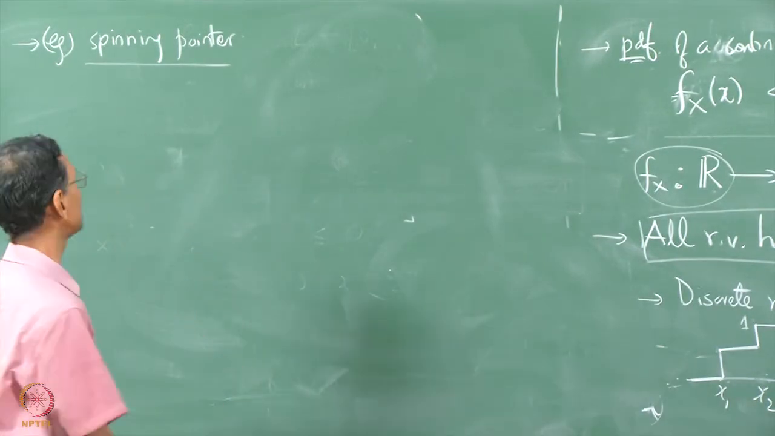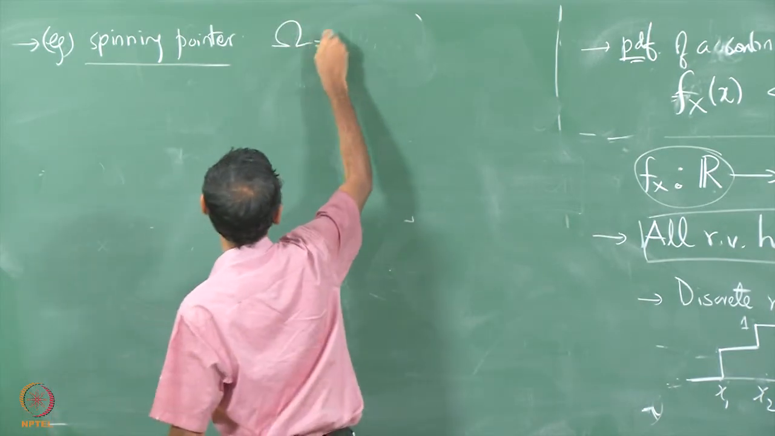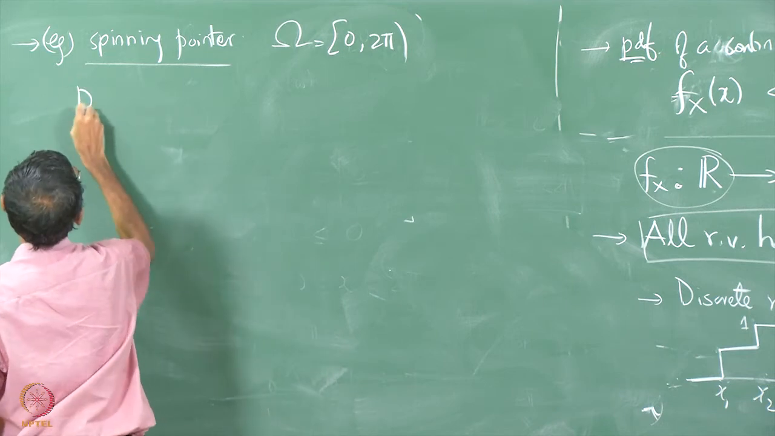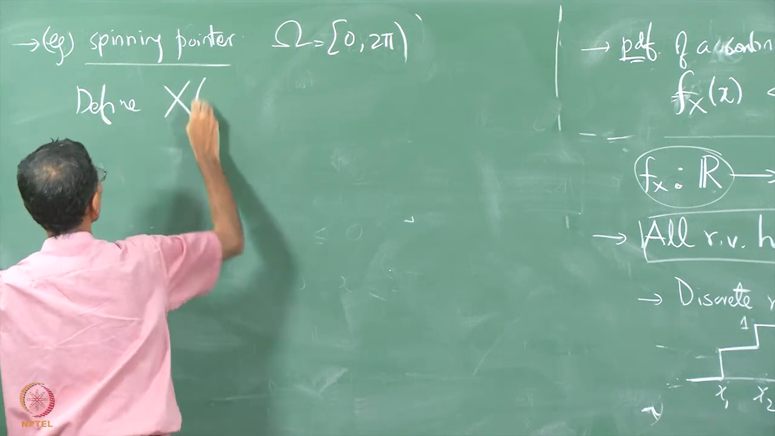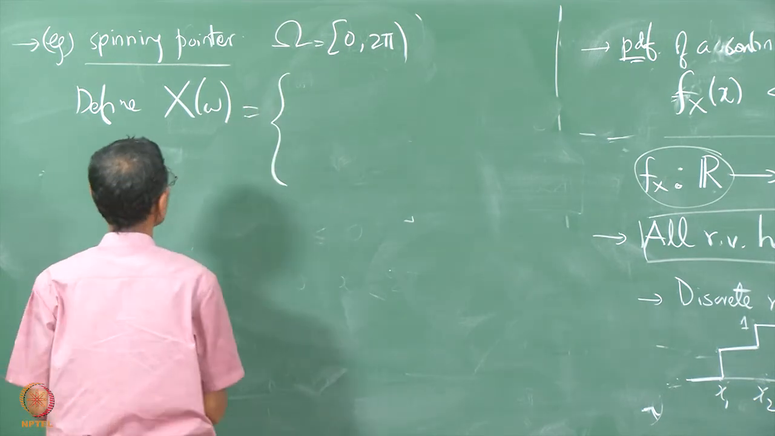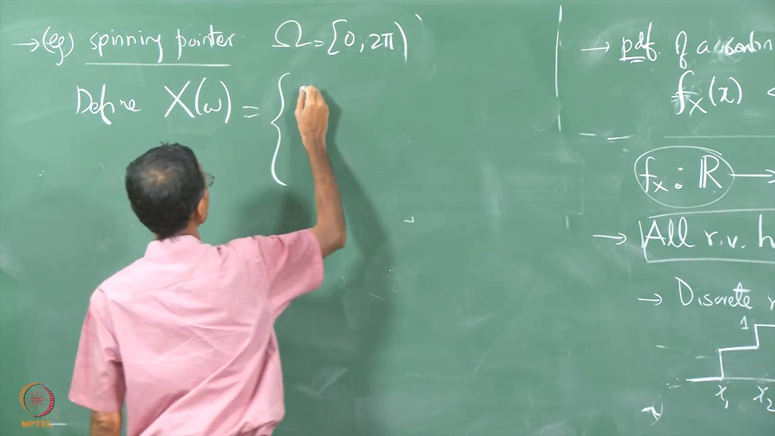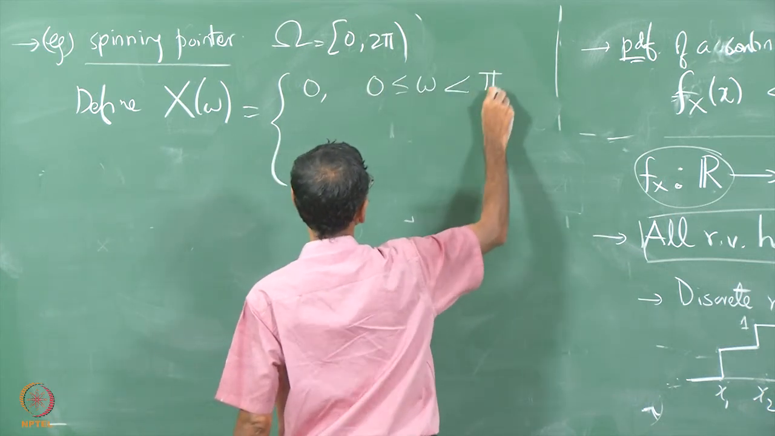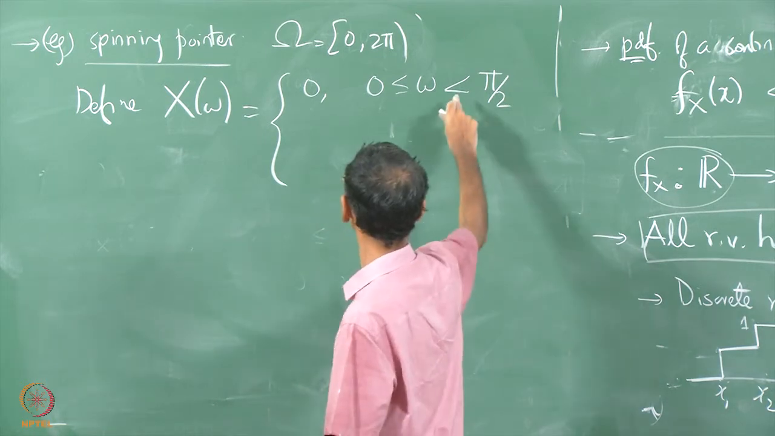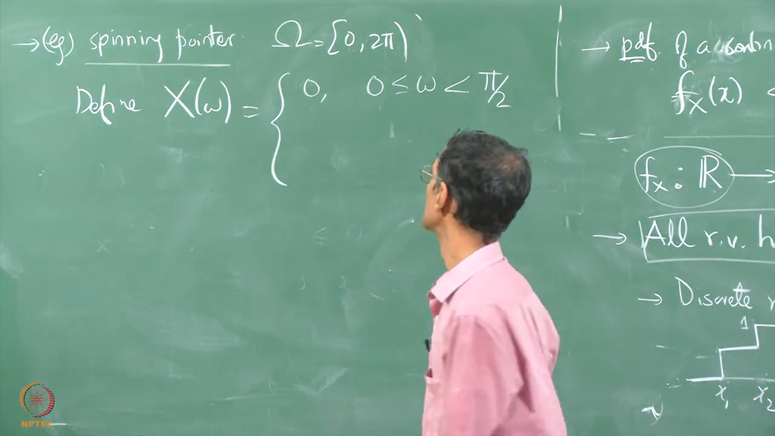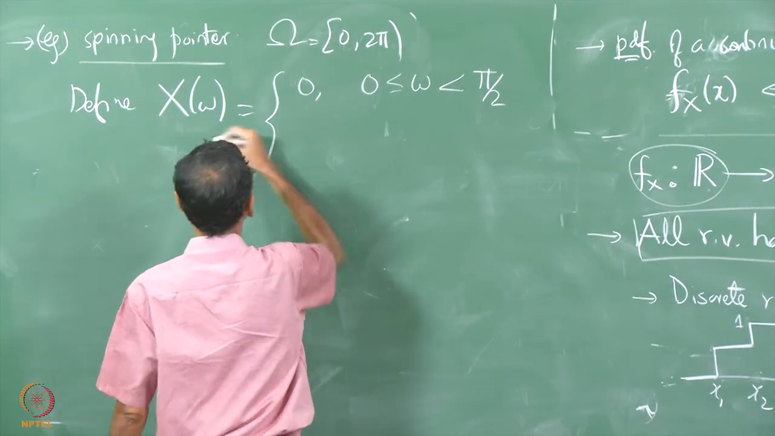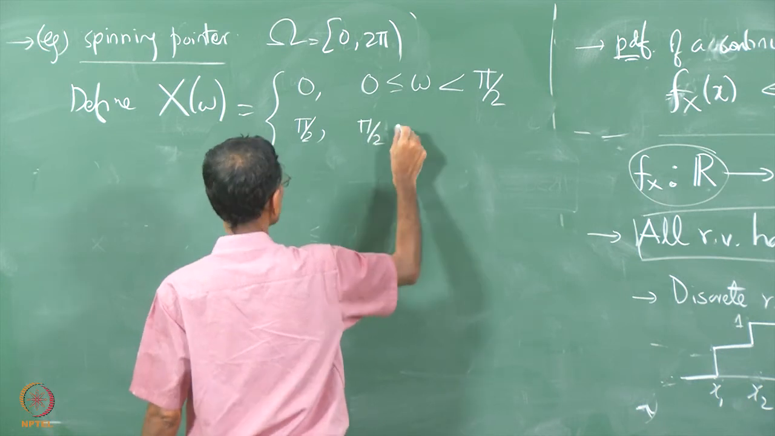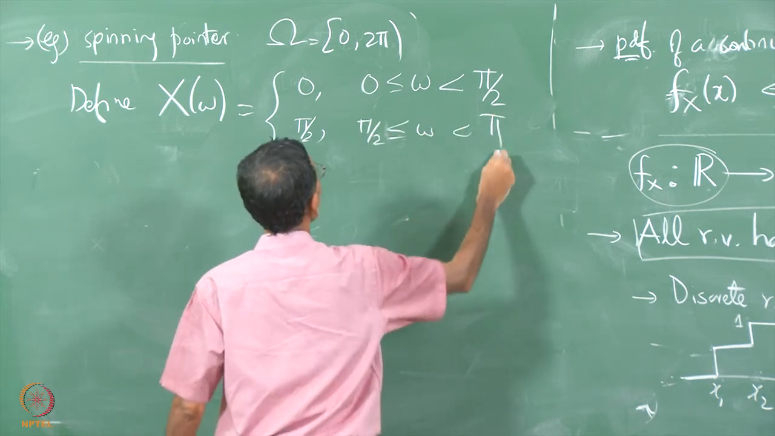in other words, capital Omega is still 0 to 2 pi, but I define X of omega in this fashion. I define it to be 0 when omega takes values between 0 and strictly smaller than pi by 2. Note here, I cannot put less than or equal to. Then I say that the measurement takes the value pi by 2 for this range of output angles.